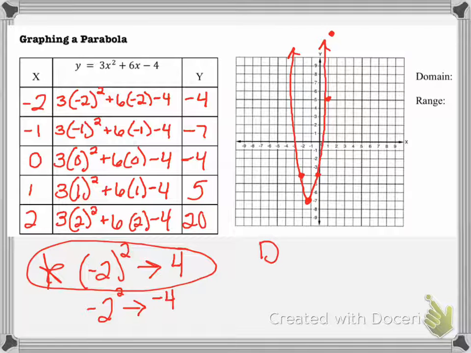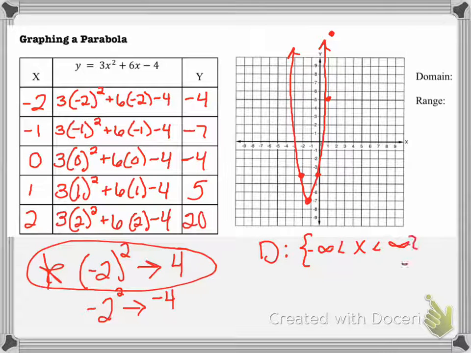So my domain, remember domain are your x values. My domain in this case is going to be all real numbers, or infinite. So I would write my little bracket, and x is going to be greater than all the negative numbers, so negative infinity, and less than all the positives, to infinity. Okay, that's a terrible infinity sign. Let us try that again.